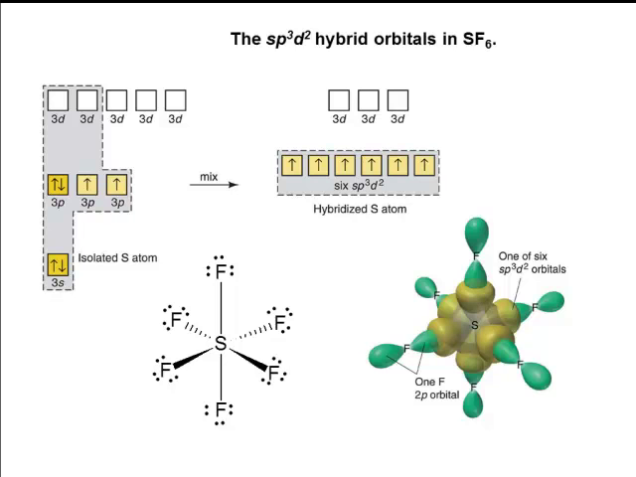Right, if I go to an octahedral shape, that's got 6 areas of electrons around it, which means I need 6 hybrid orbitals. Well, how do I get to 6 hybrid orbitals? I need 6 atomic orbitals. What 6 atomic orbitals am I going to use? I'm going to use the s, 3 of the p's, 2 of the d's. So I need sp3d2 hybridization around that sulfur in this picture.